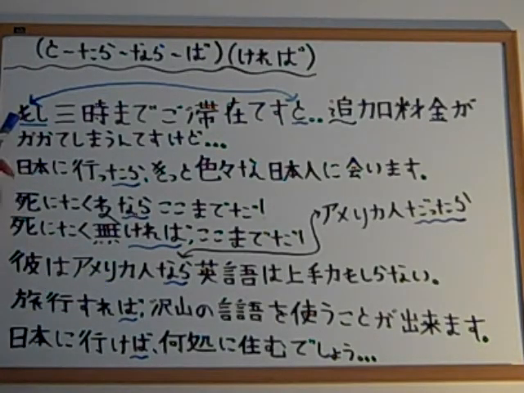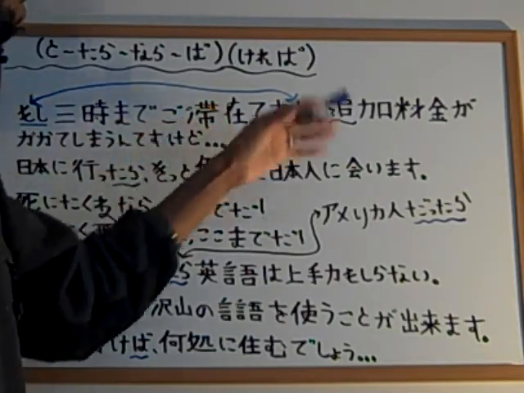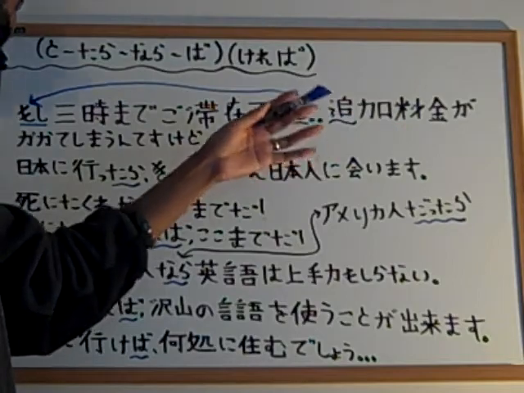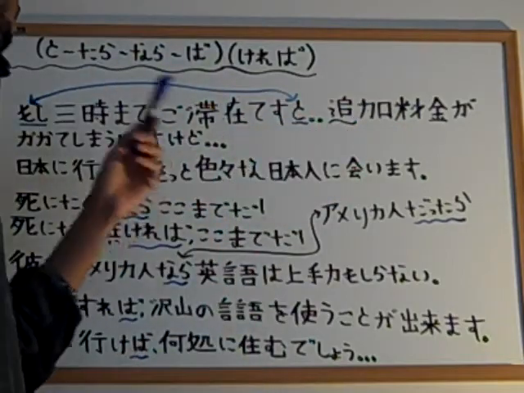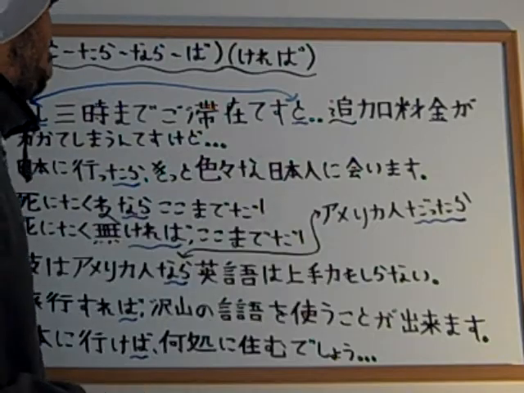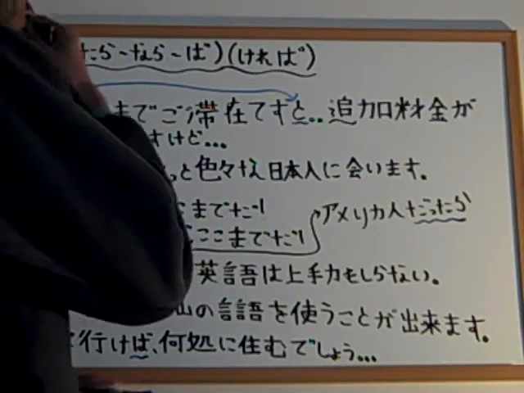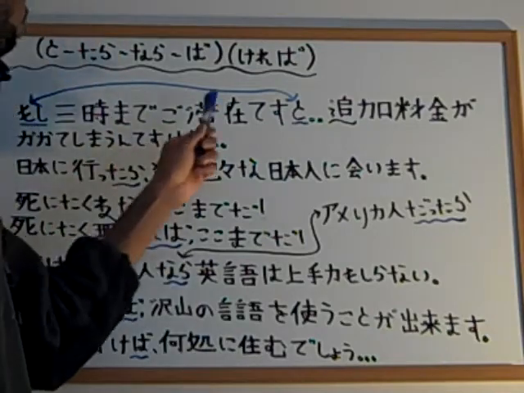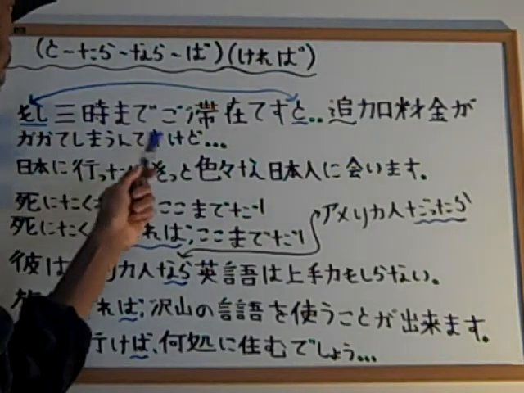So what does it mean? First of all, it means if your stay will be up until 3 o'clock, it will be an extra charge. So this was probably taking place in a hotel. Moshi sanji made go taizai desu to tsui karyokin ga kakate shimau desu kedo.